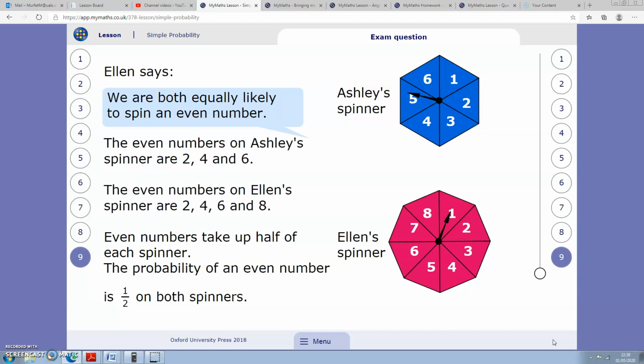And the other thing is, when you're thinking about probability, the top number of your fraction is how many times it will happen that it's asking for. So in this case, how many times will it land on an even number? Your answers are 2, 4 and 6, so that's 3, my top number on my fraction. The bottom number is how many possible outcomes there are. 1, 2, 3, 4, 5, 6. There are 6 possible outcomes on Ashley's spinner in this case. So top number is how many times the thing that I actually want will happen. Bottom number is how many possibilities.